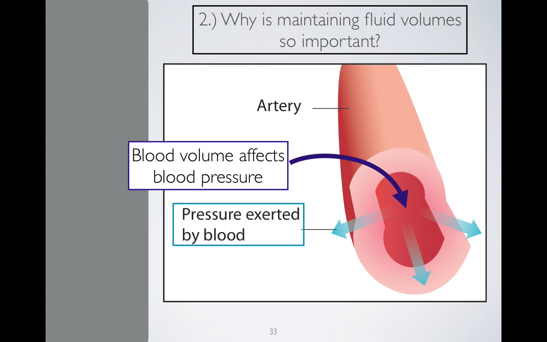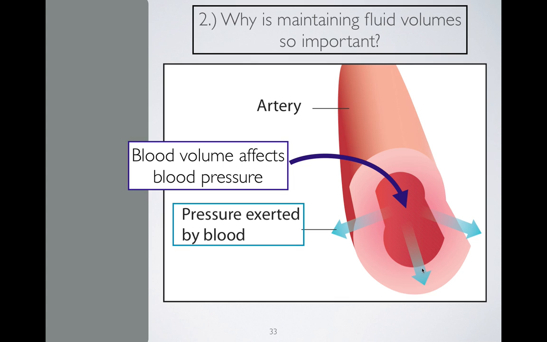And the reason this is so important is because what we know is that blood volume directly affects blood pressure. If blood volume is too high, pressure on this blood vessel will be too high. That vessel could explode, and if it explodes in your brain, that's bad. And so we need it not to be too high. Similarly, we need it not to be too low, because if pressure is too low, then we don't have sufficient pressure gradients to drive blood flow to vital organs.